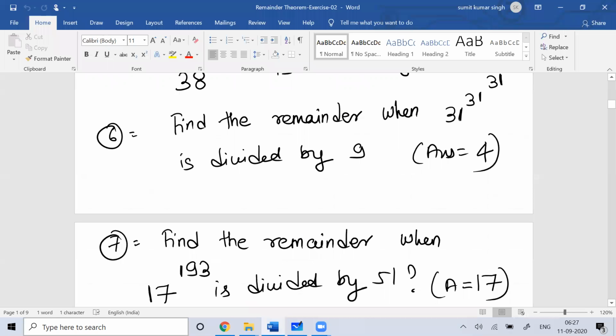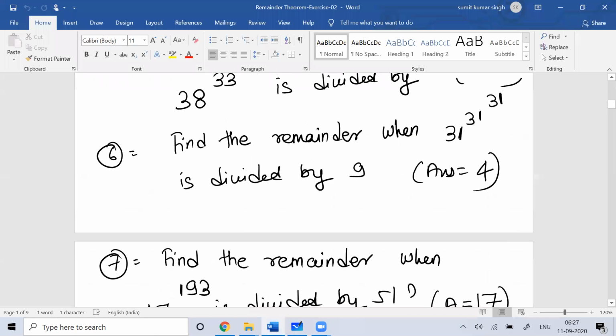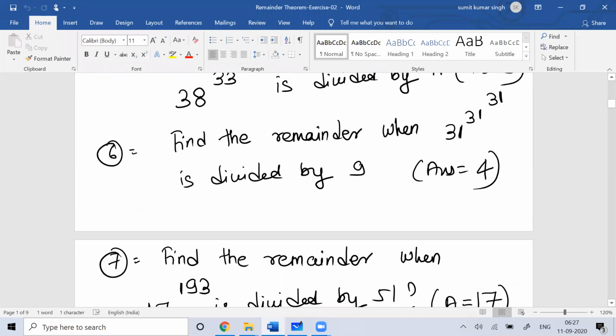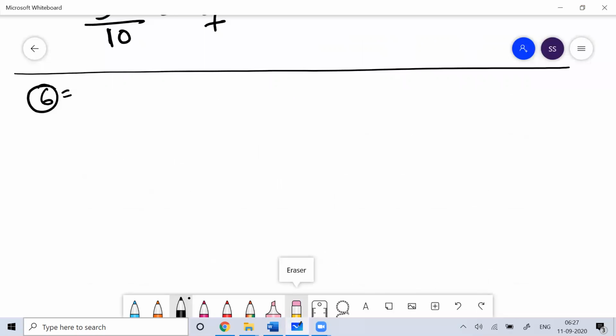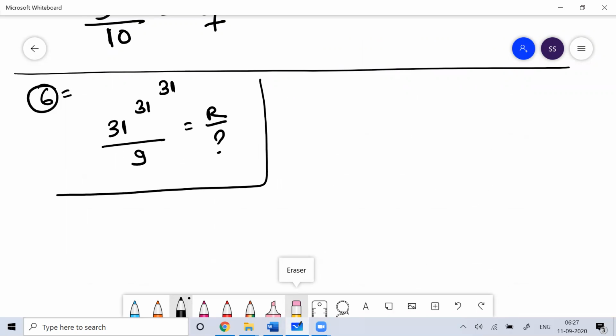Question number 6. Find the remainder when 31 to the power 31 to the power 31 is divided by 9. So this is the problem. Now 31 divided by 9 gives 4. So 4 to the power 31 to the power 31 divided by 9. So what is the remainder?